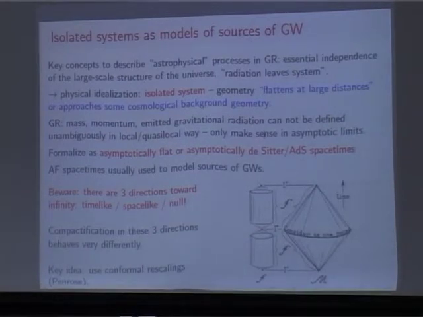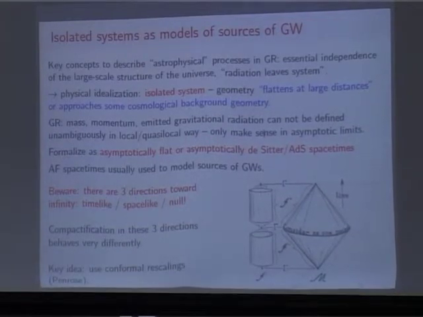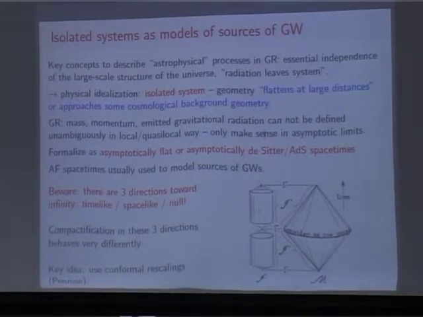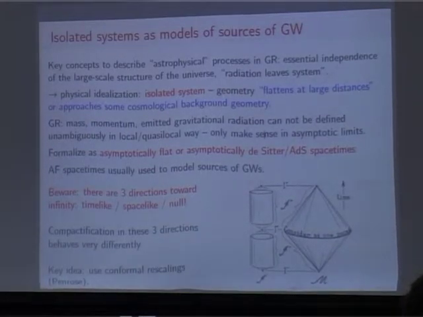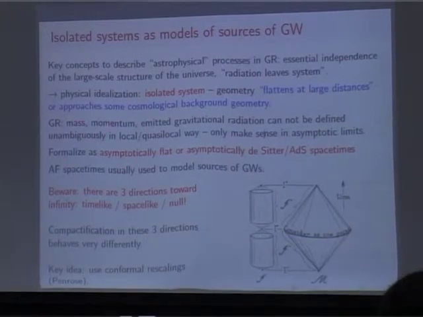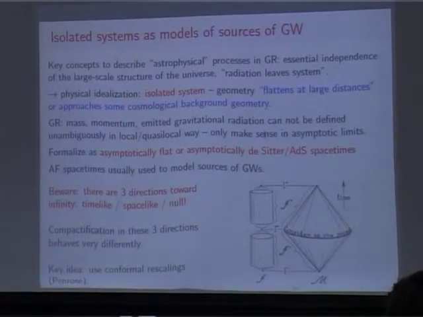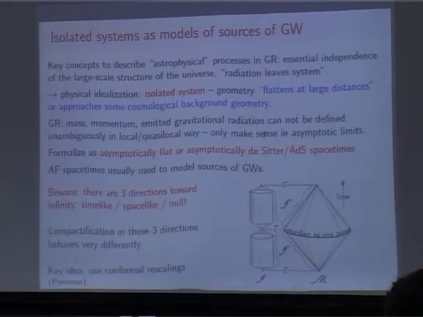And therefore, certain quantities, which are the very basis of our physical understanding, in the presence of a general gravitational field, in the presence of gravitational waves, we cannot define. Things like mass, momentum, or the amount of emitted gravitational wave energy cannot be defined unambiguously in some local or quasi-local way. So in GR, we cannot rigorously define the amount of energy in this room. We can only do that in some asymptotic limits.